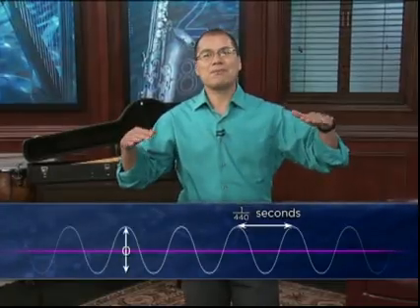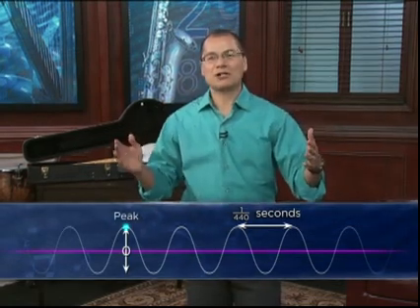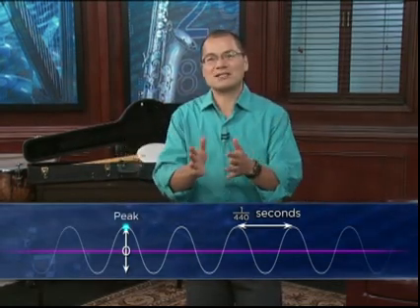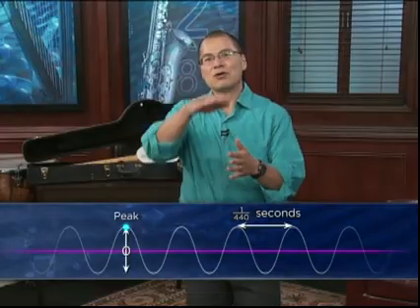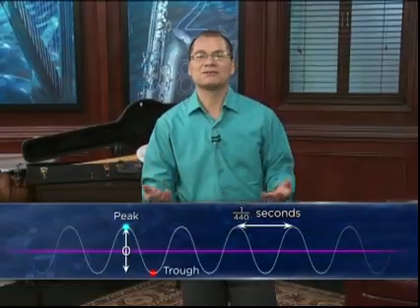Now the vertical axis here is pressure. The 0 in the middle is atmospheric or ambient pressure, and when you have a peak, that's where you have higher pressure, where the air molecules have compressed. And where you have a trough, that's below ambient pressure, and that's where the air molecules are more spread apart. That's called rarefaction.